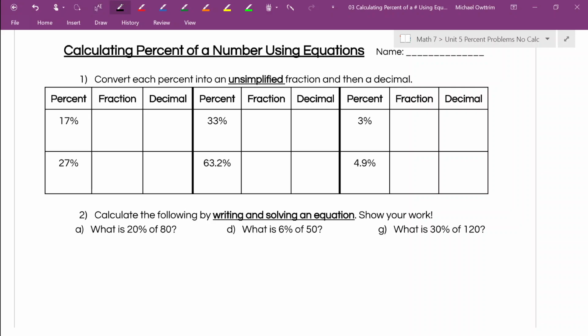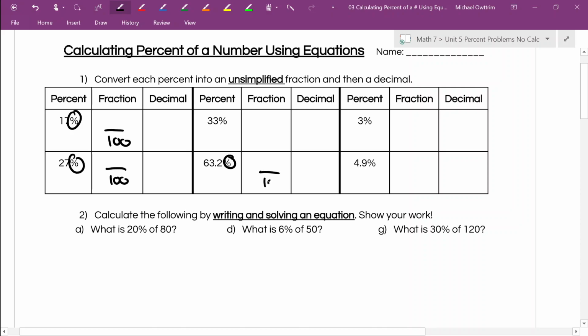Hello class, today we're taking a look at using equations to be able to calculate percents of. The first skill we have to be able to do in order to use an equation for percent calculations is we have to be able to convert our percents to a decimal. To do that, first thing you want to do is remember that the percent sign means out of 100. So all of these as unsimplified fractions, take that percent sign and replace it with that out of 100.